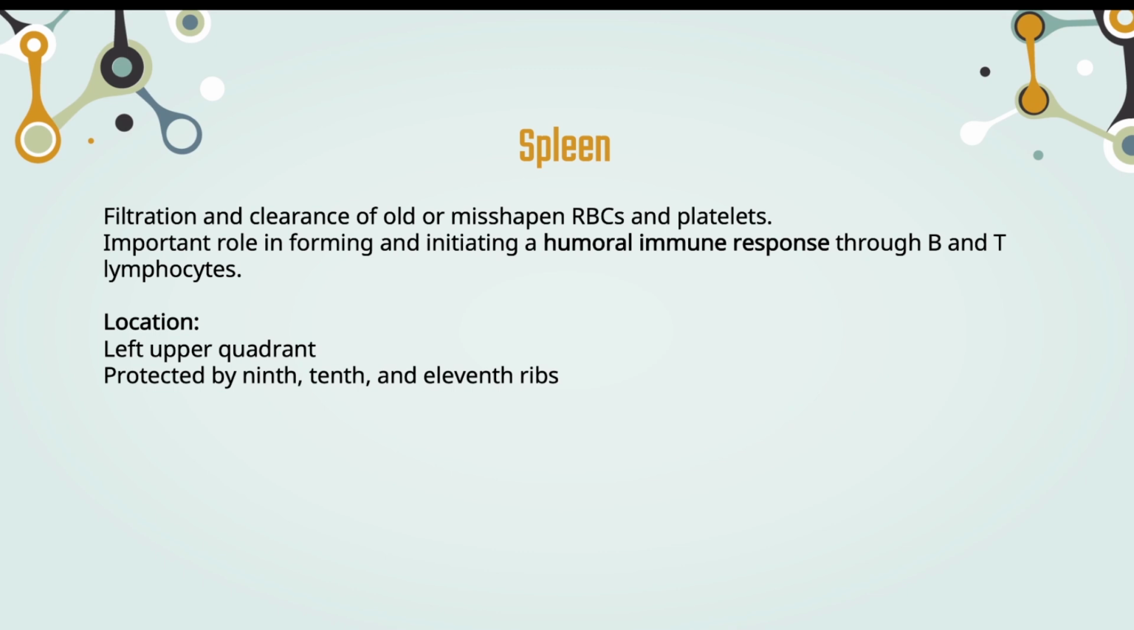Now, similar to lymph node, it is really important in initiating the humoral immune response via B cells and T cells. Another really high yield point from exam point of view is the location of the spleen. The spleen is located in the left upper quadrant. If there is a question about trauma, and the impact is on the left side of the body, we have to be suspicious about splenic rupture. And if there is particular mention of fracture of the ninth, 10th, and 11th ribs, then you have to be more careful about the risk of splenic rupture.